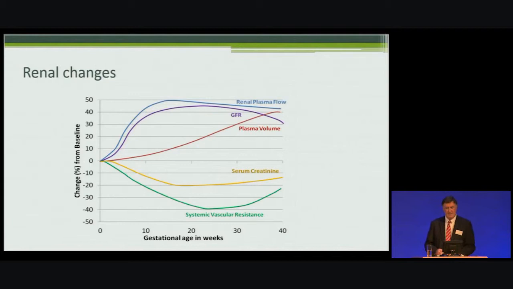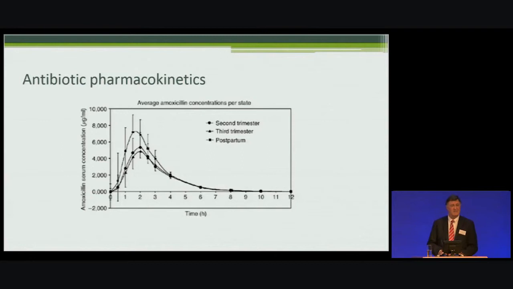There's very little in the literature, for obvious reasons, about the pharmacokinetics of antibiotics during pregnancy. But they do change. If you look at this for amoxicillin, we need to use higher doses of amoxicillin during pregnancy to get the same levels at tissue level.